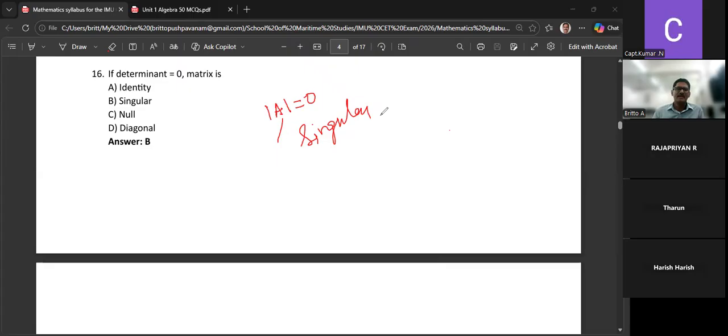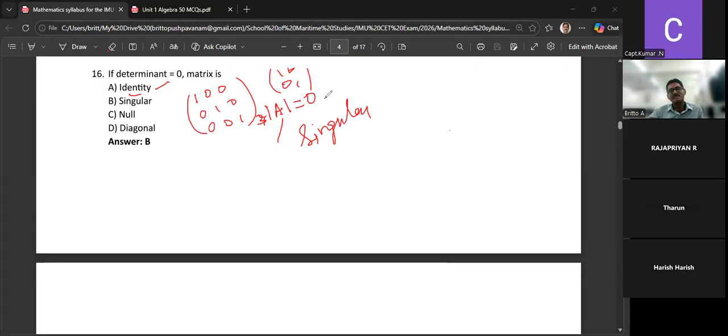They have given other options also. You should know what an identity matrix is. Identity matrix means the diagonal only has 1, all other elements are 0. Suppose it is 3 cross 3: 1 0 0, 0 1 0, 0 0 1. The diagonal has 1, all other elements are 0, then it is called an identity matrix. If it is 2 cross 2, it is 1 0 0 1.